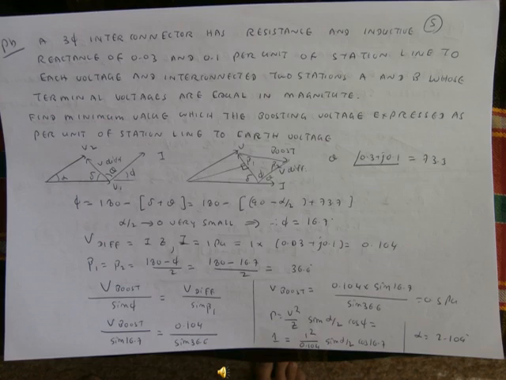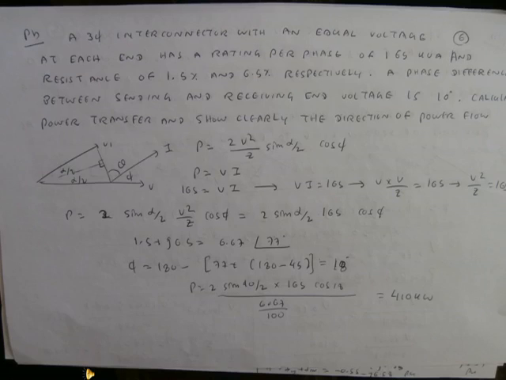And we saw the problem. A three-phase interconnector with equal voltage at each end has a rating per phase of 165 kVA, and resistance and reactance of 1.5% and 6.5% respectively. The phase difference between the sending and receiving end voltage is 10 degrees. Calculate the power transfer and then show clearly the direction of the power flow.